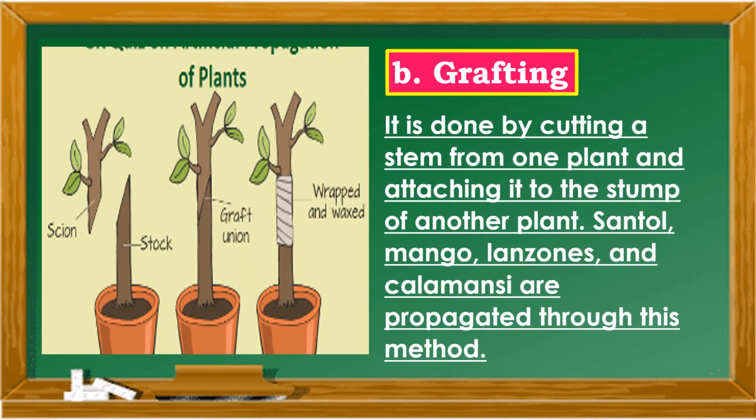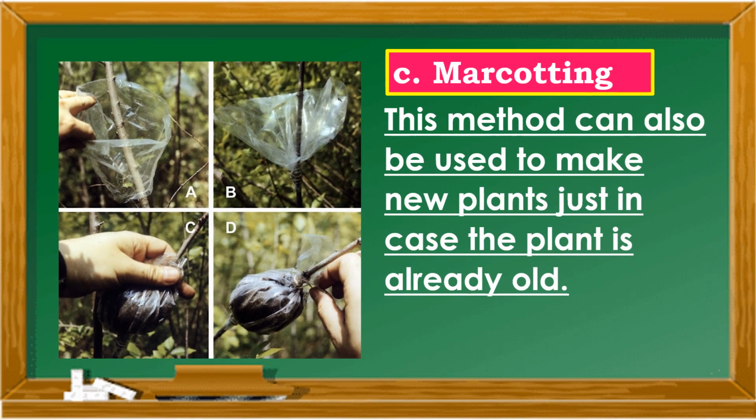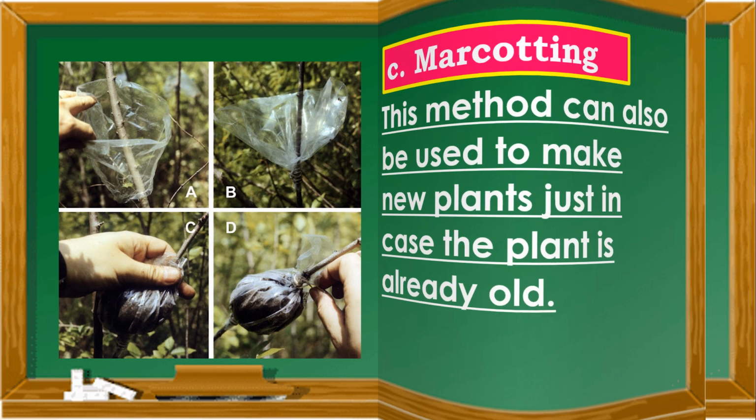Grafting. It is done by cutting a stem from one plant and attaching it to the stump of another plant. Santol, mango, lanzones, and calamansi are propagated through this method. Marcotting is also a method that can be used to make new plants just in case the plant is already old.